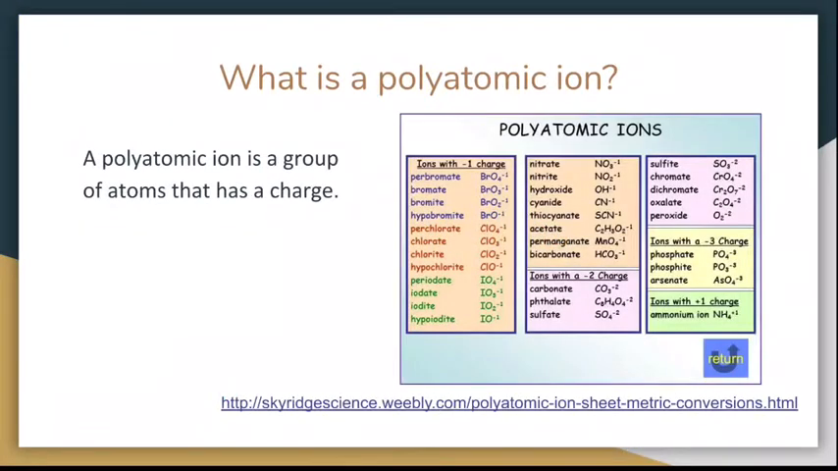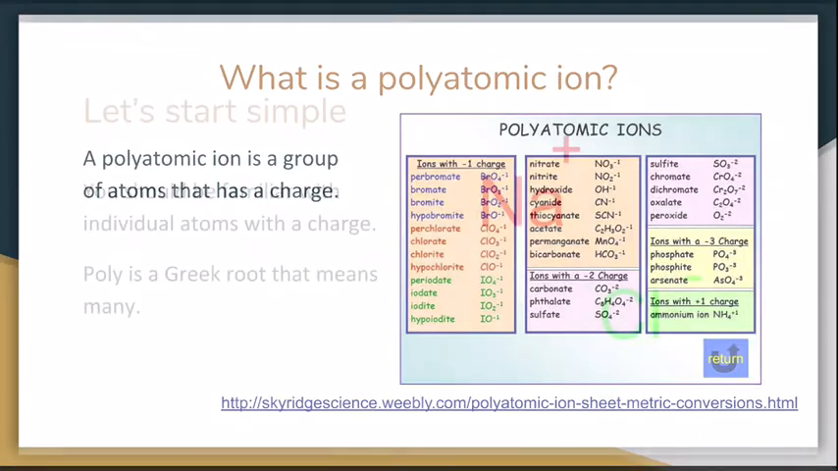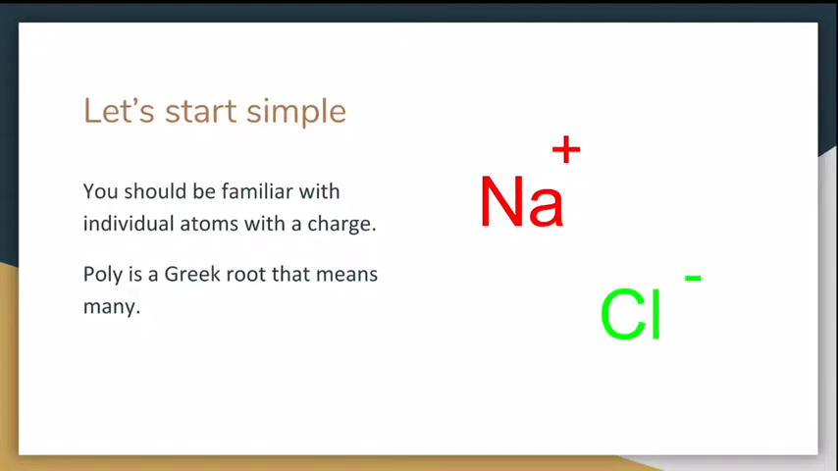Now, what is a polyatomic ion? Well, simply put, they are a group of atoms that have a charge. You should be familiar that individual atoms themselves can have a charge. Some examples of these individual atoms are Na+ or Cl-. These are just individual atoms with their own charge.